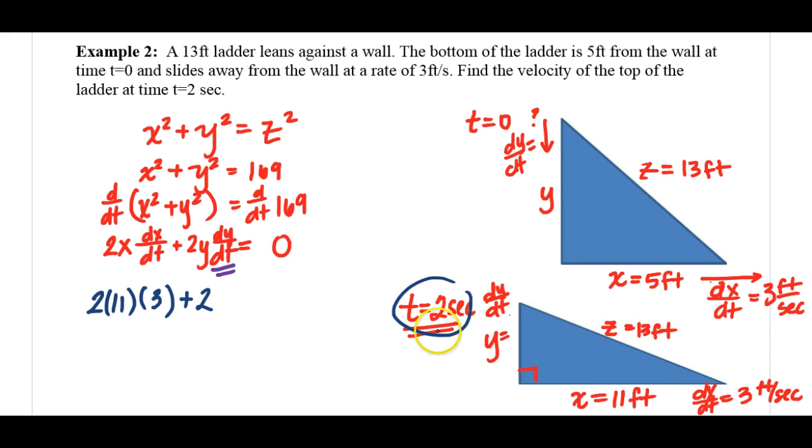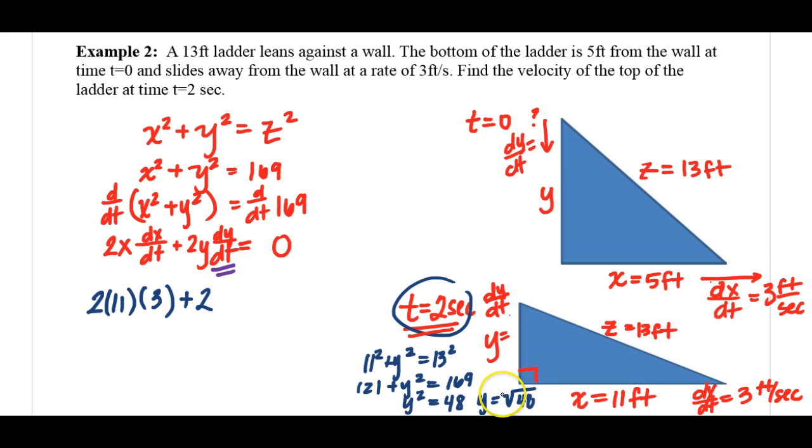Specifically, when time is 2, the Pythagorean theorem gives me x squared, so 11 squared plus y squared equals 13 squared. So 11 squared is 121 plus y squared equals 169. So y squared is going to be, if I subtract 121 from 169, 48. So y is going to be the square root of 48. We'll go ahead and leave it for now as the square root of 48. So that's my value for y.